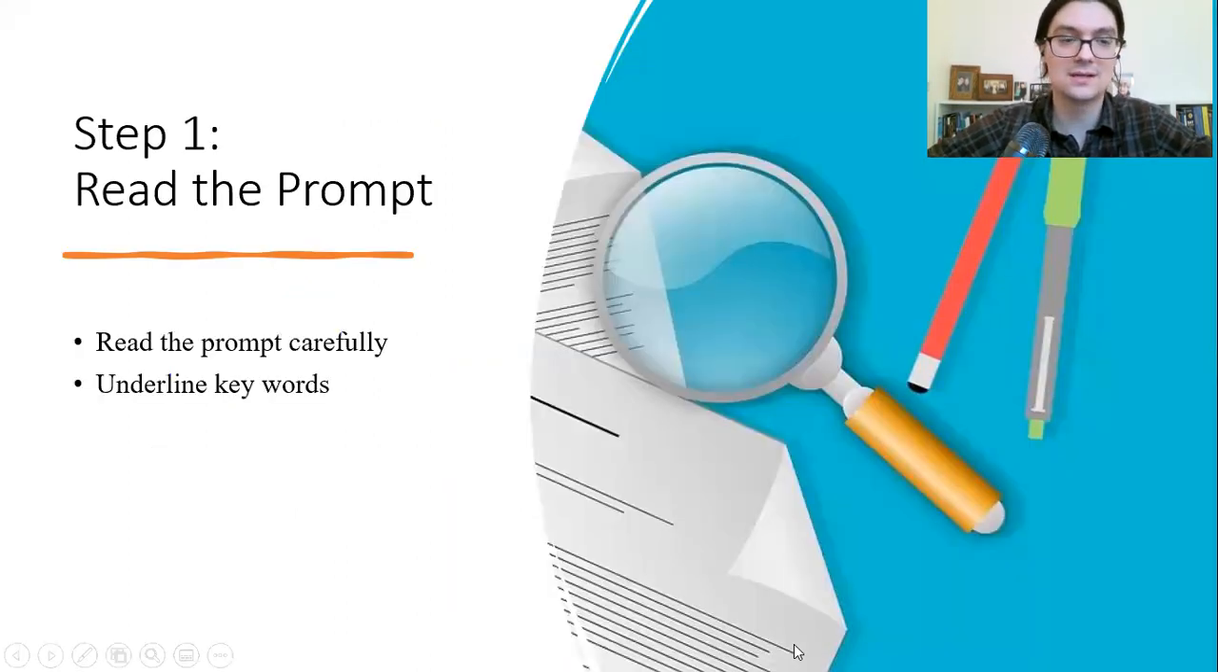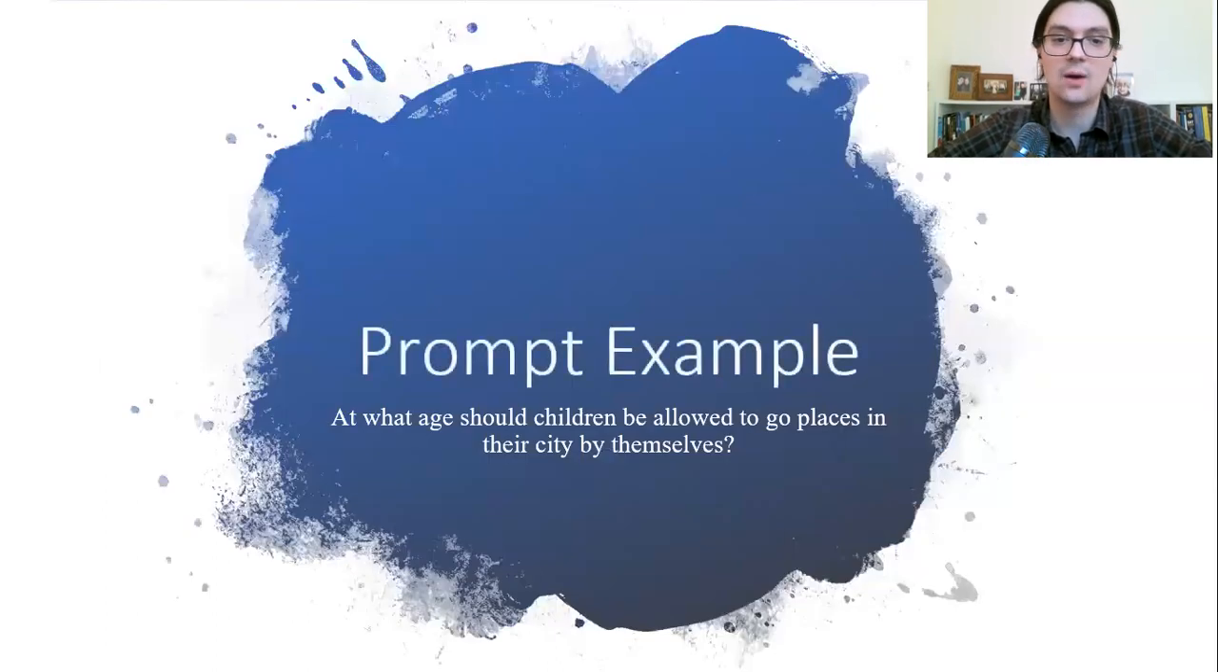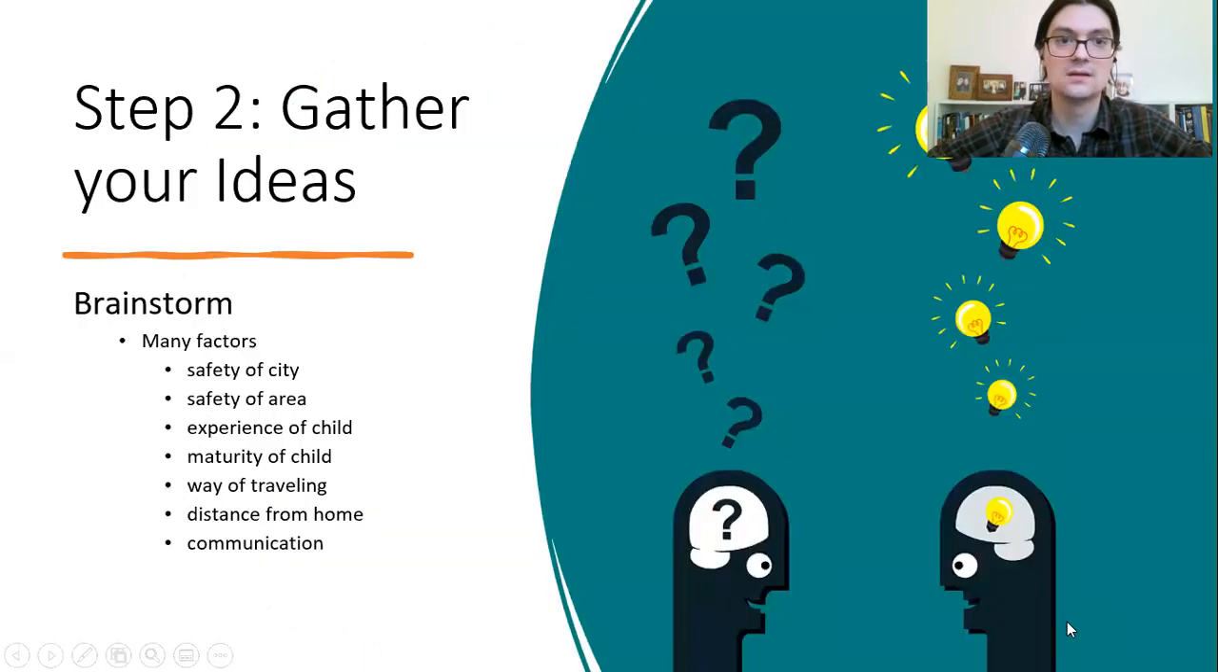All right, let's take a look at step 1. This is where we want to read the prompt very carefully and underline any key words. So our prompt states, at what age should children be allowed to go places in their city by themselves? Here we note that the prompt is asking for a specific age and it's asking about a specific place, their city. So the second step is to gather your ideas about this prompt.